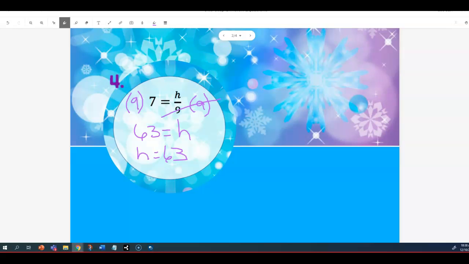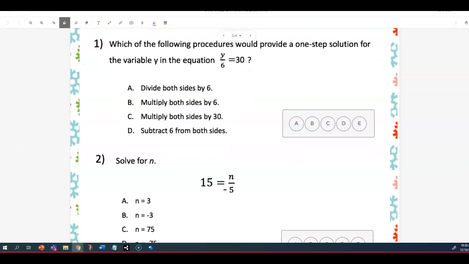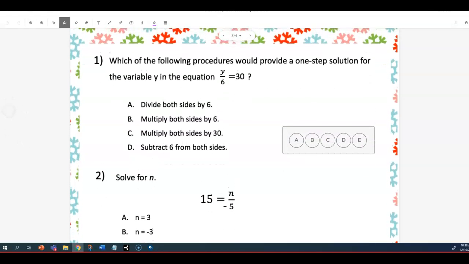Okay, I am going to show you another method that you can use with any of the, oh wait, no, we gotta do the questions first. My bad. We're not ready for page 4 because we have page 3. Okay, so this is really wordy. I'm gonna read it, but basically you're just, what do you need to do to solve this problem? The question is, which of the following procedures would provide a one-step solution for the variable y in the equation y over 6 equals 30?